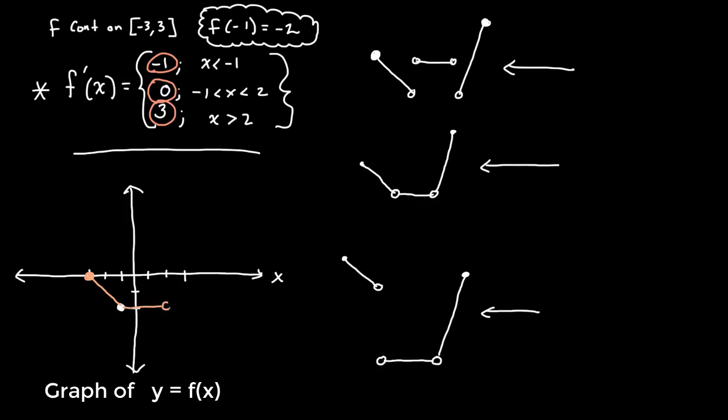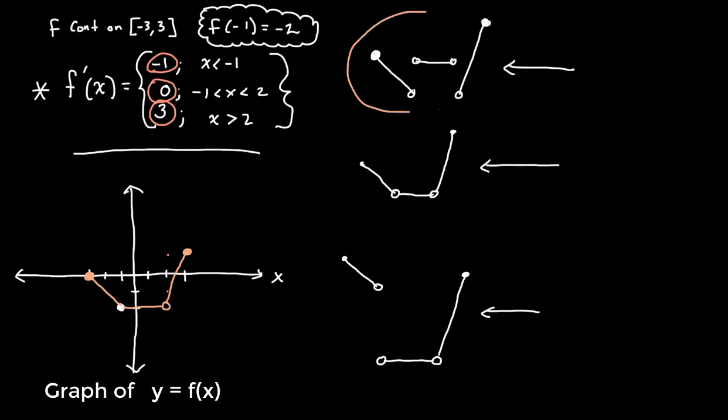I'm going to put an open circle here. And now the slope has to jump to 3. So up 1, 2, 3 over 1. Okay, so I'm going to draw it like this. Maybe this is right, maybe it's not right. That's what I want to talk about.